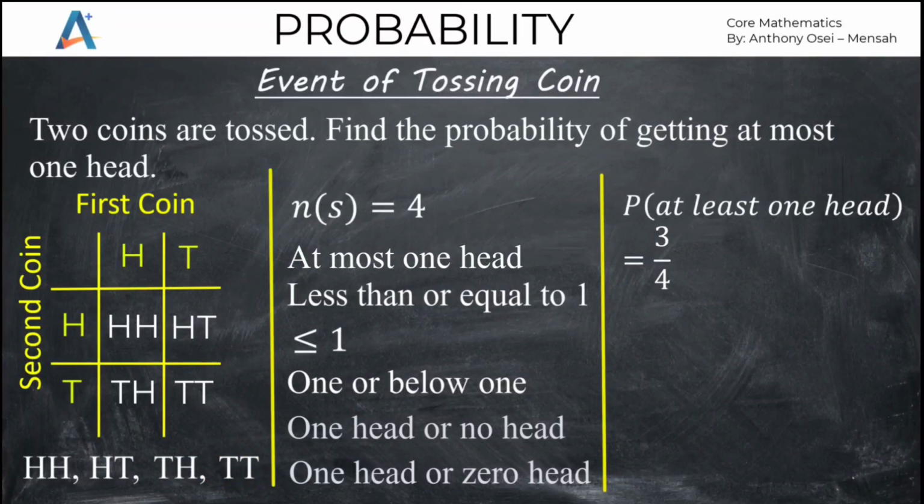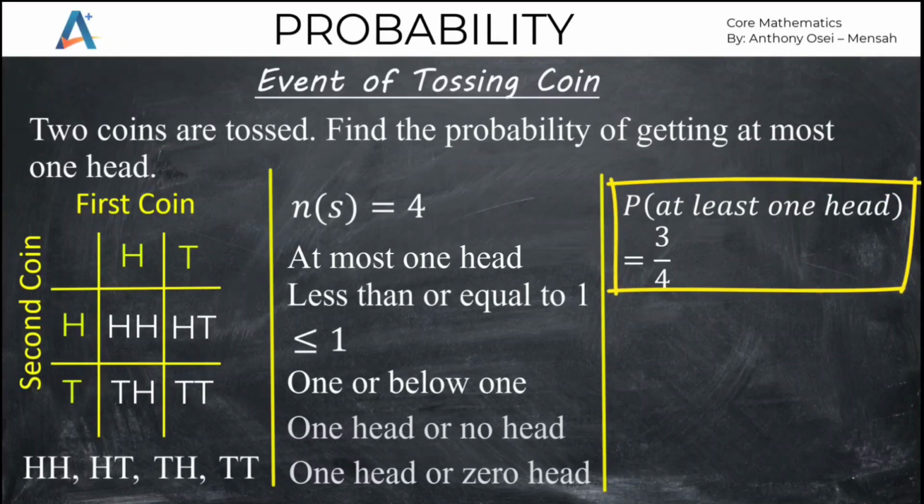As the formula states, the number of whatever you are talking about must be up here, divided by the total number. The total number is 4. So this will be the final answer for the probability of at least one head. We get 3/4. Thank you very much.